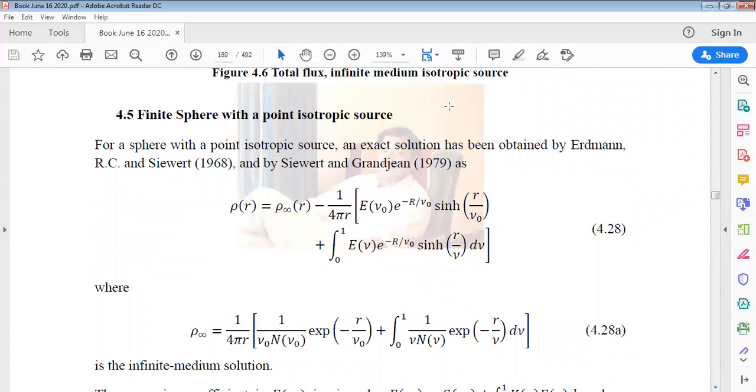And in the next lecture, we'll do a finite sphere with a point isotropic source. We look at the exact solution in spherical geometry, and then we will look at some other solutions. Then we'll come to numerical solutions, because numerical solutions are of great practical importance.